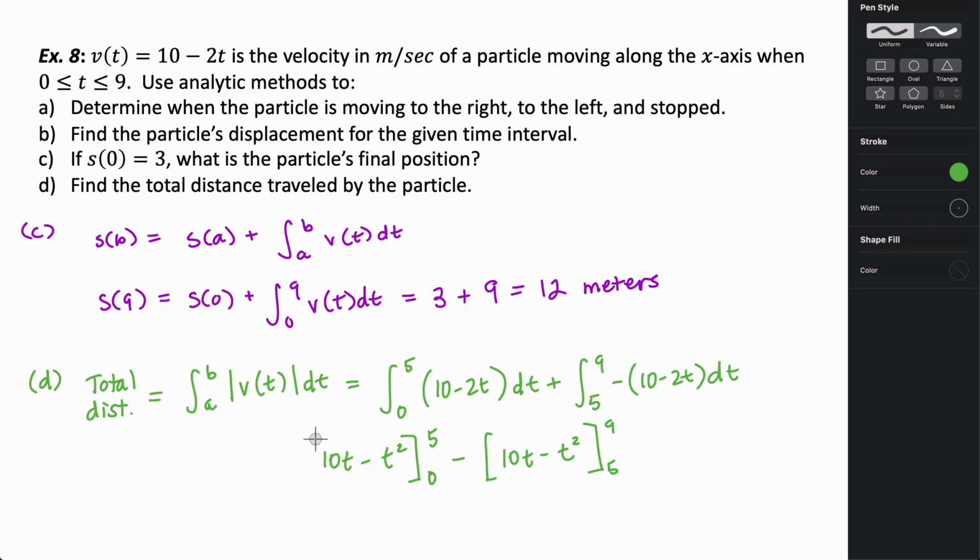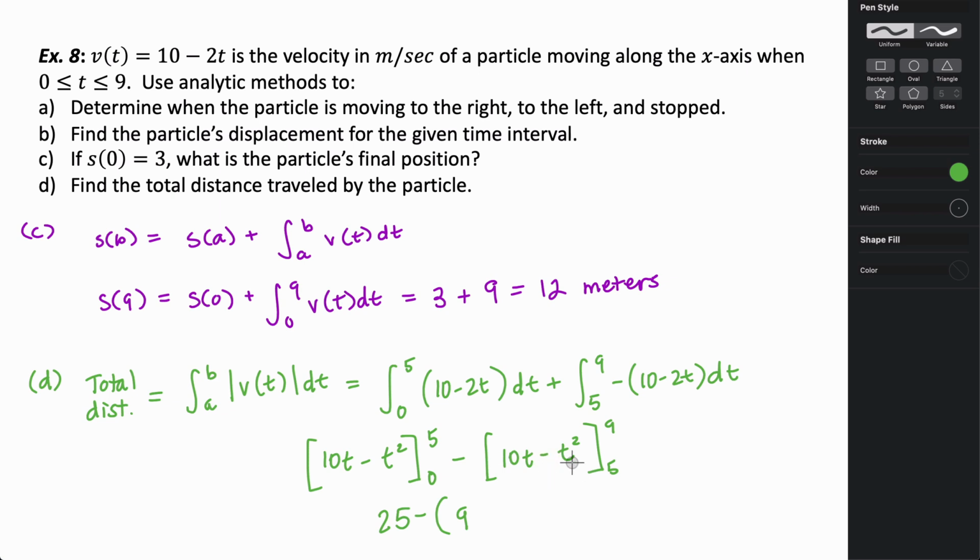Okay. So what are these values here? If I plug in 5, that's going to be 50 minus 25. So that's going to be 25 and then minus 0. So this is 25 minus, plugging in 9, 90 minus 81. So that's going to be 9 there.